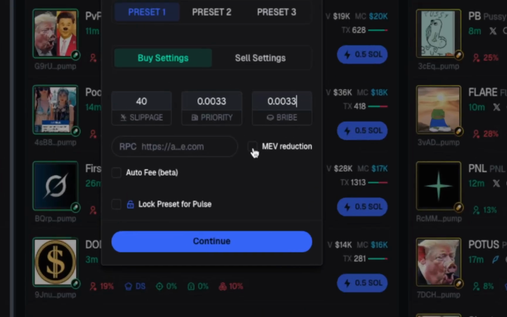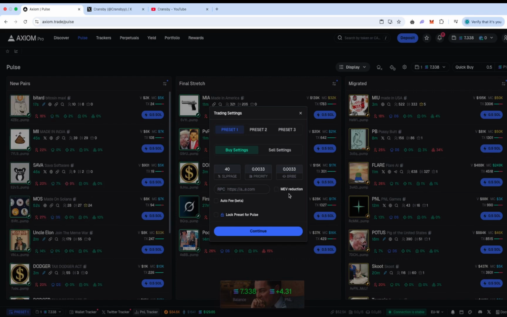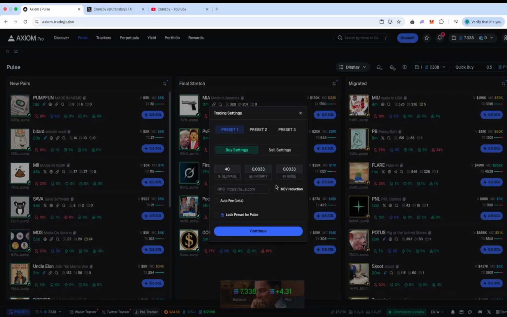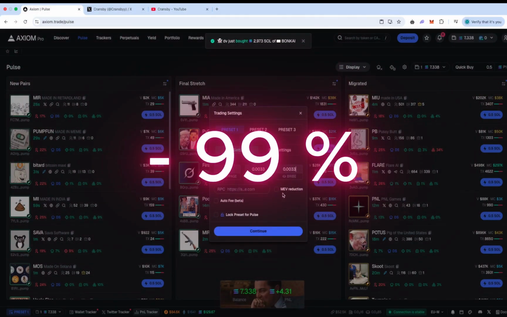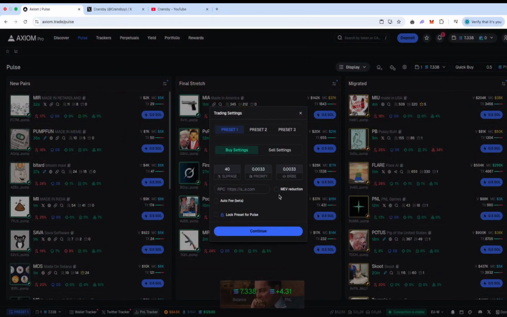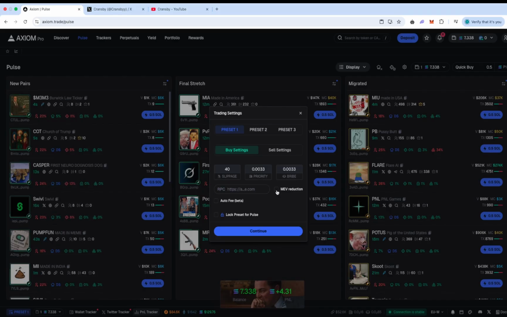Once you are done with this, you have to press MEV reduction. So what is MEV reduction? Basically, on Solana or every single chain, there are bots, or as we call them, frontrunners. If you don't have this turned on, then when you are buying a token, the bots or frontrunners can literally buy milliseconds before you, and once you buy it, you are minus 99% from the time you bought it, because bots were faster than you and are taking advantage of you. So make sure you have this turned on.